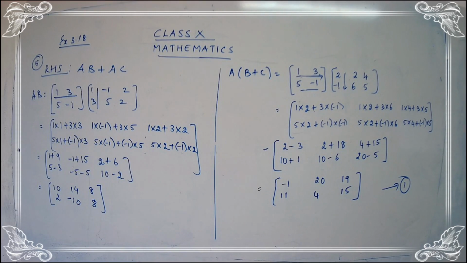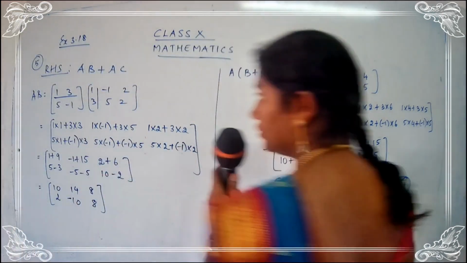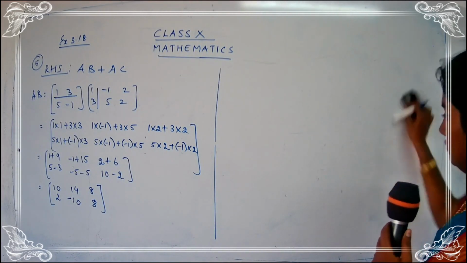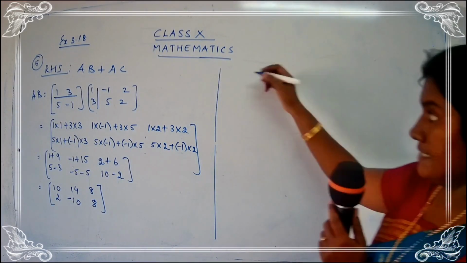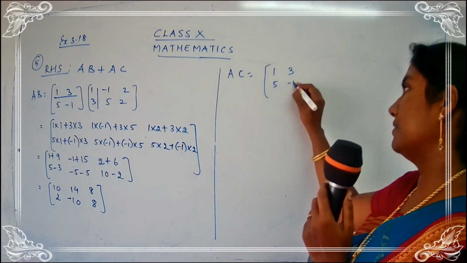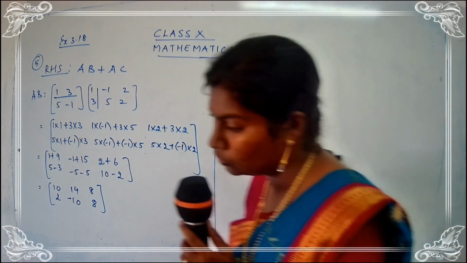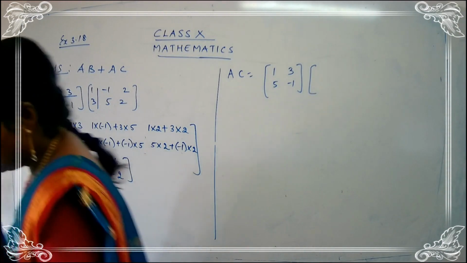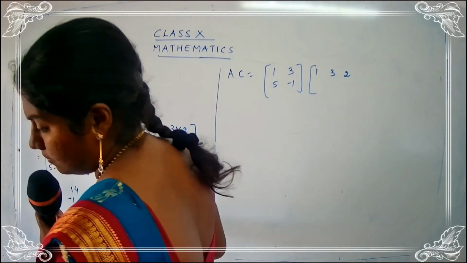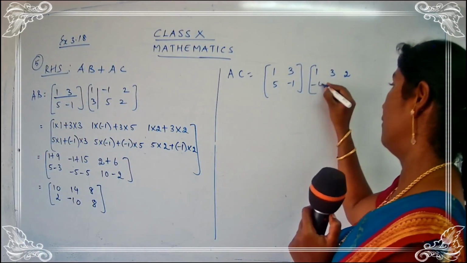Now let us go for the second part of RHS. Yes, we have to find out AC. Let us find AC. So take down the numbers carefully, children. So AC is equal to A. A is 1, 3, 5, minus 1. I have to write down the C value. What is the C value? It's 1, 3, 2, minus 4, 1, 3, minus 4, 1.